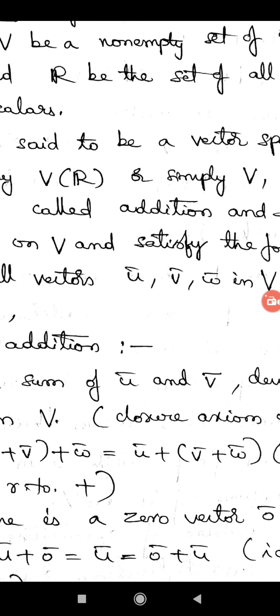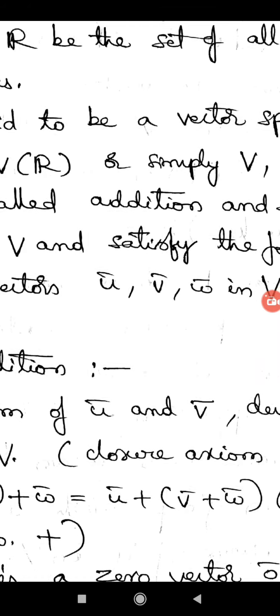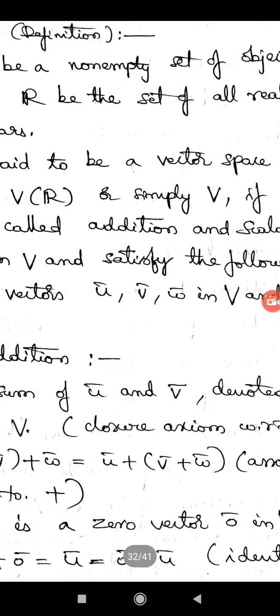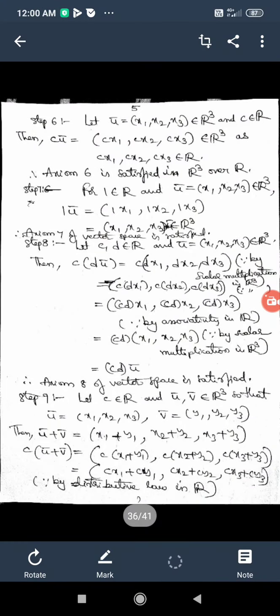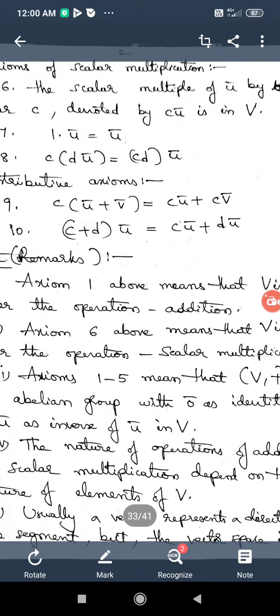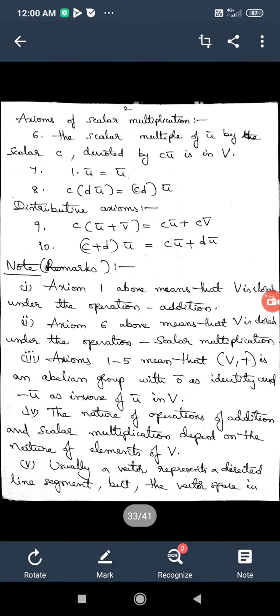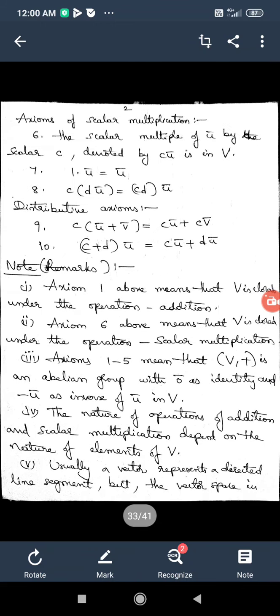If all these 10 axioms are satisfied, then we say that the set V over R is called a vector space, and we denote it by V over R or simply V, because the real numbers R are the very usual set of scalars. Next, let us go through some remarks which can be drawn from the above definition of vector space.